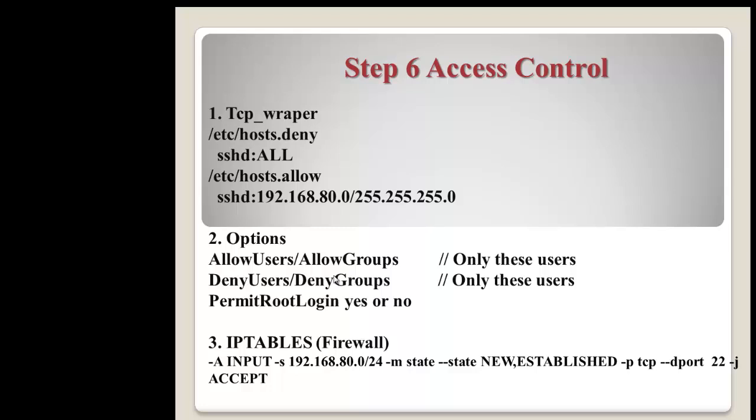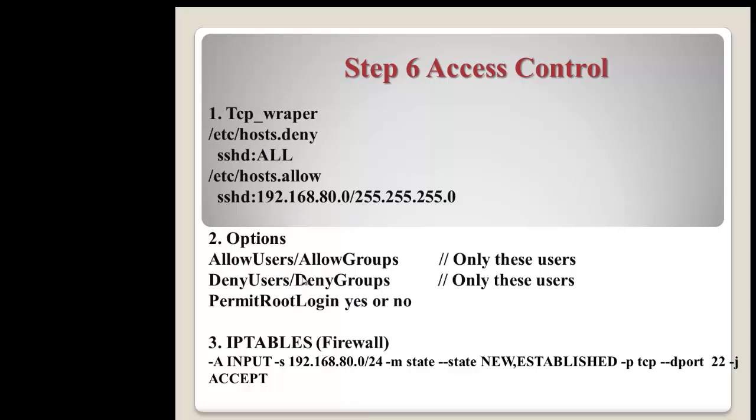For the access control, there are three kinds. First, you can use the TCP wrappers. In my case, I will use it like this. First, /etc/hosts.deny: sshd: ALL. In this case, all networks cannot access the SSH server. But here, using hosts.allow, I can use it like this: sshd: 192.168.80.0/255.255.255.0. In this case, only the 192.168 network can access the SSH server.